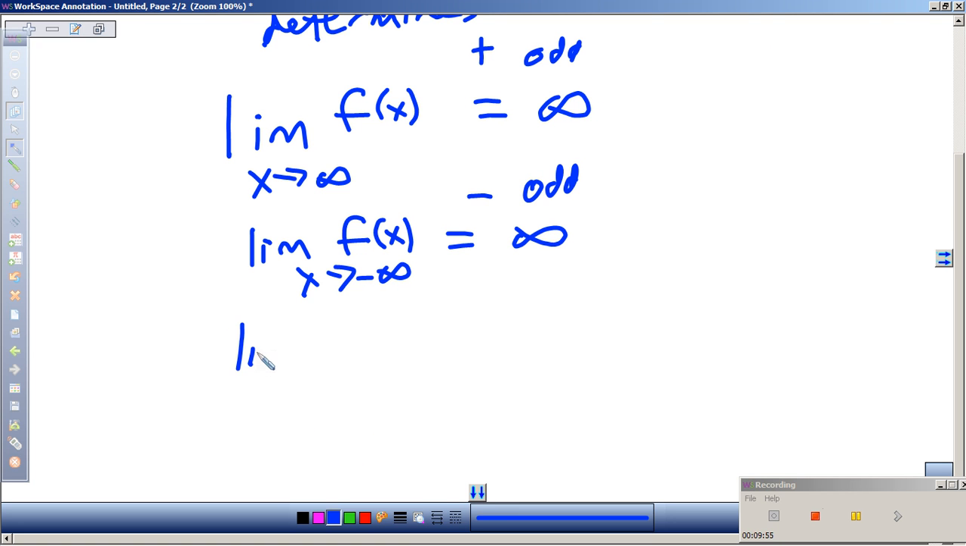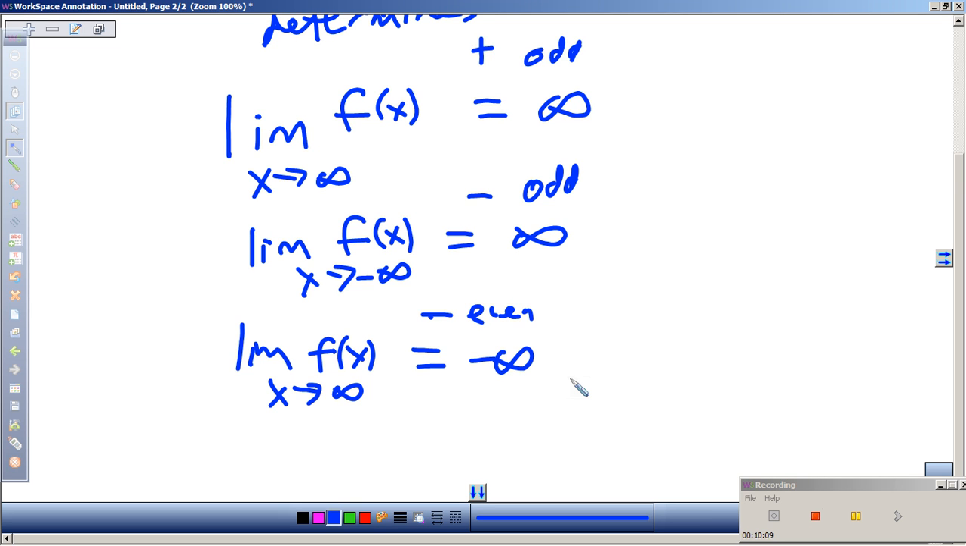The limit of f of x as x goes to infinity of a, so it's a negative even. What do we get? Negative infinity, because we're talking negative even, both sides are going down. On the right-hand side, it's going to negative infinity.